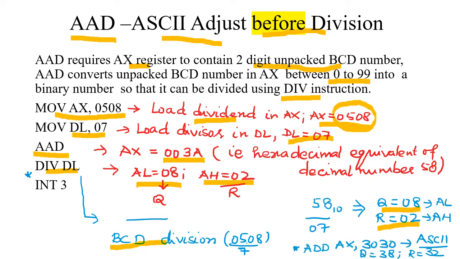You can convert it into ASCII division by adding the instruction ADD AX, 3030 after this DIV DL instruction. It will convert Q to 38 and remainder to 32, that is ASCII of 8 and 2 respectively. So that's all for today, and this completes arithmetic instructions.